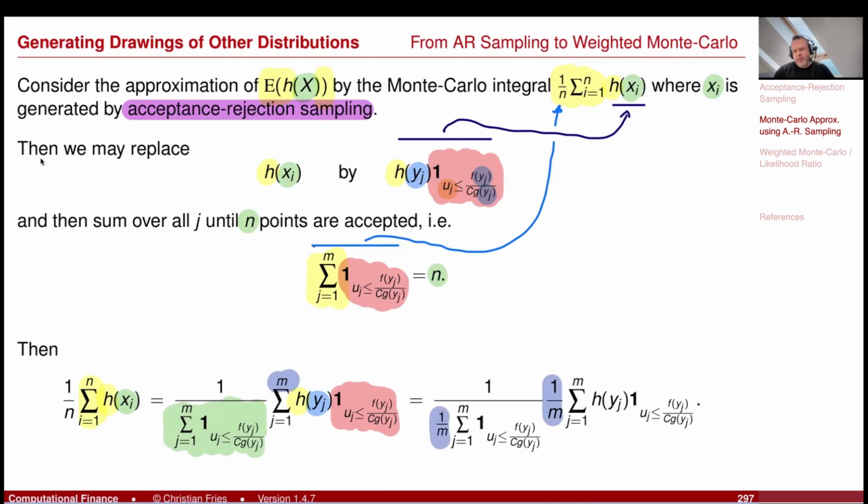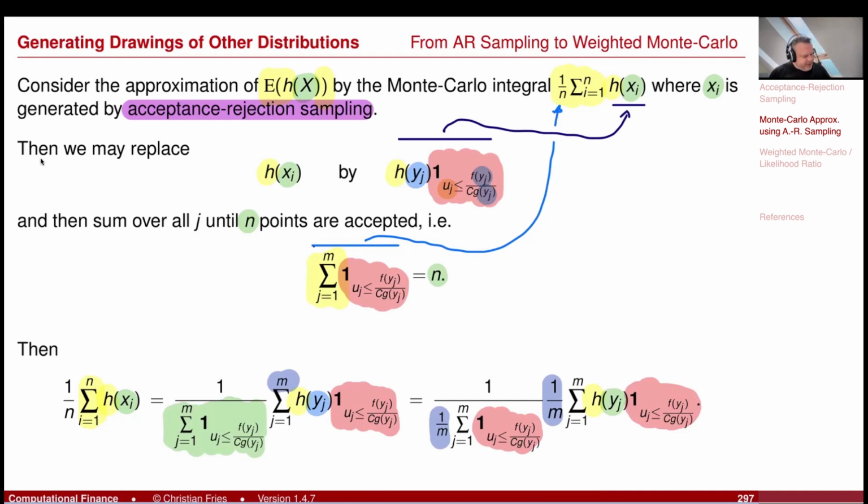And now your Monte-Carlo integral looks like that. Apply the function h to your y, multiply with the indicator function if that point is accepted, and divide by the average of those indicators. So that's all the same thing. That's just what you do for a Monte-Carlo integral with a sequence that has been generated by acceptance-rejection.